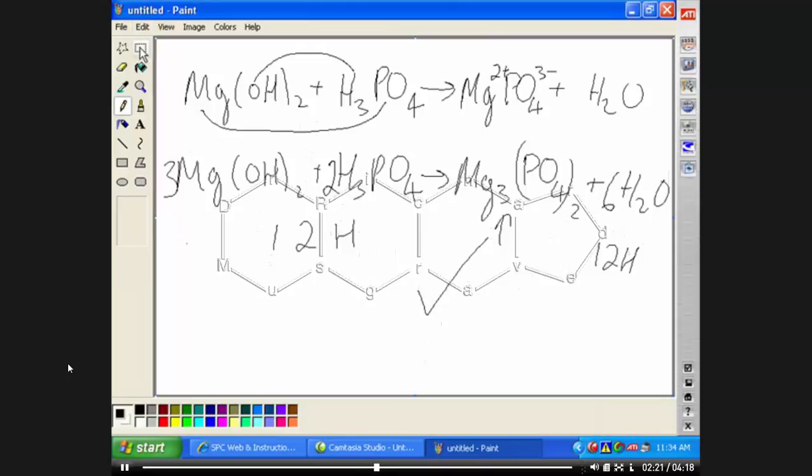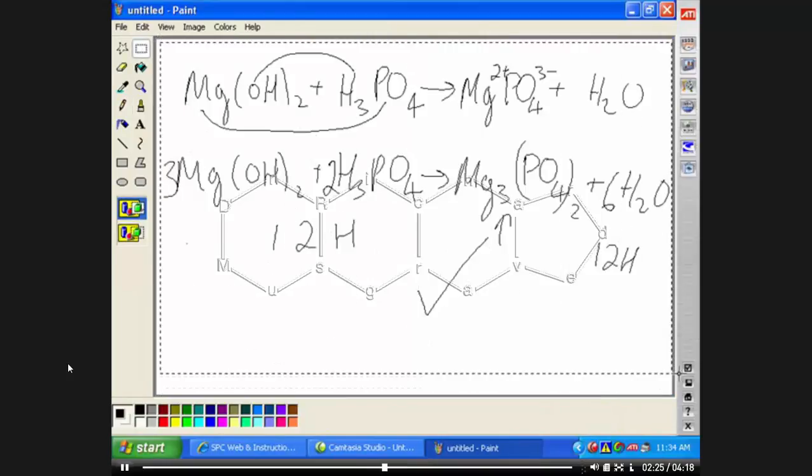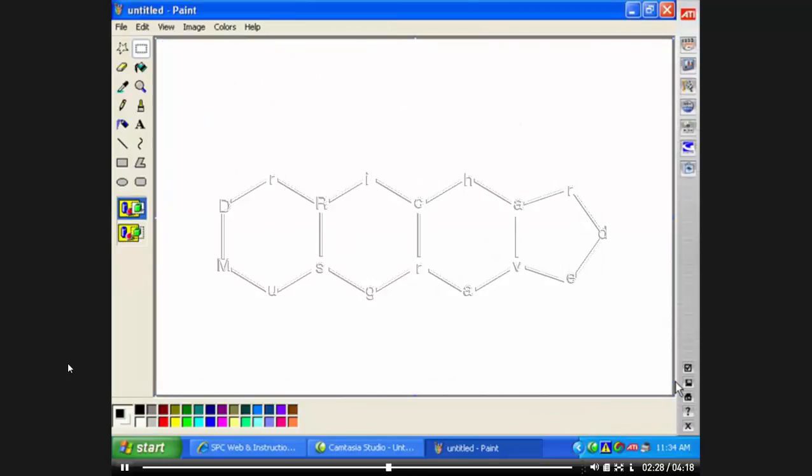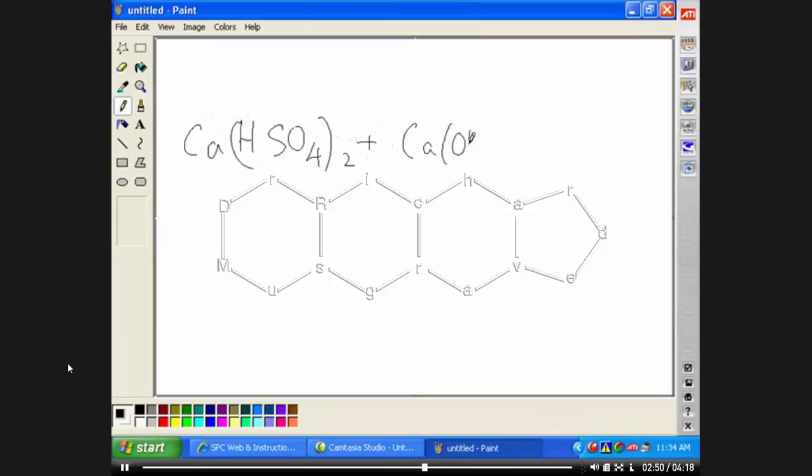Okay, one more example. I'll clear all that out. Let's do another example here. Let's say we've got Ca(HSO4)2 plus Ca(OH)2. Well, this one looks like it's a little bit more complex, but really it's not as bad as it looks.